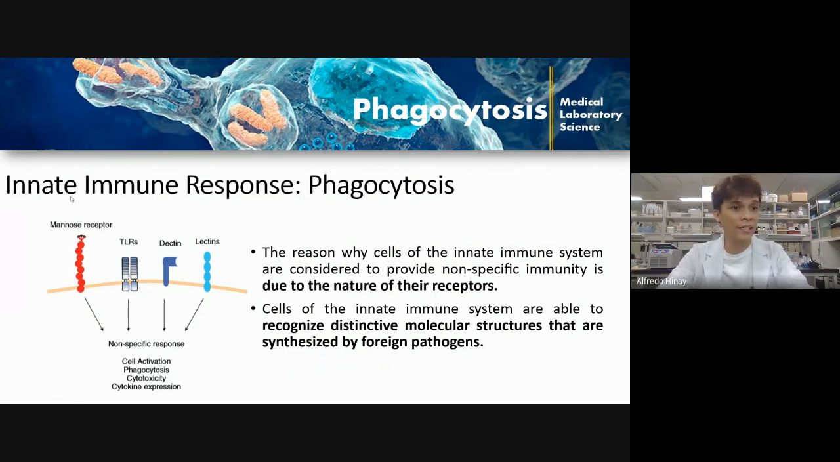Allow me to have my pointer. I just wanted to show here, class, that this is your cell, and each cell has a different number of your TLRs, dectins, lectins, and mannose receptors. These are responsible for how they recognize that this organism, this pathogen, is foreign, not a self-antigen. So this is due to your TLRs, mannose receptors, dectins, and lectins.